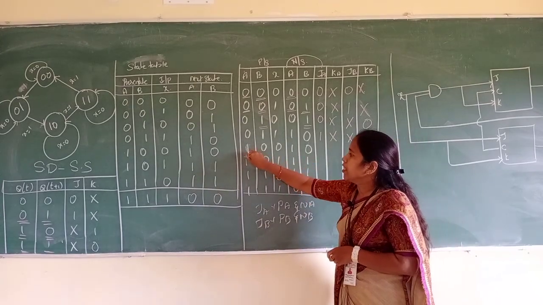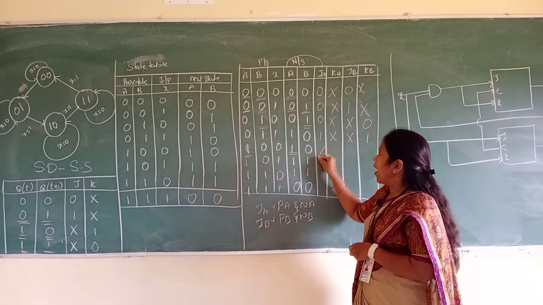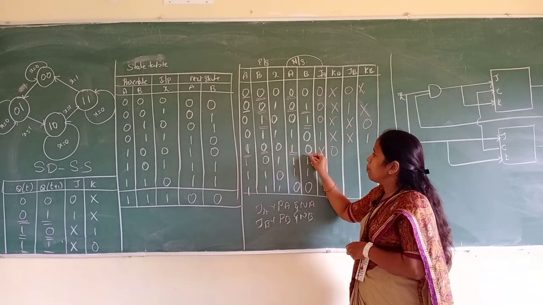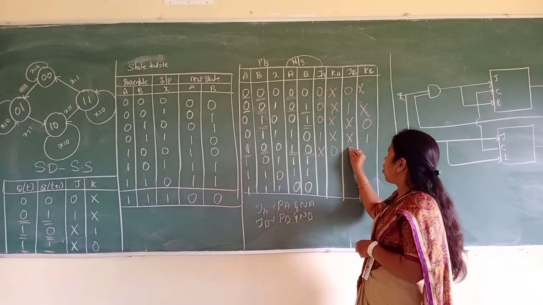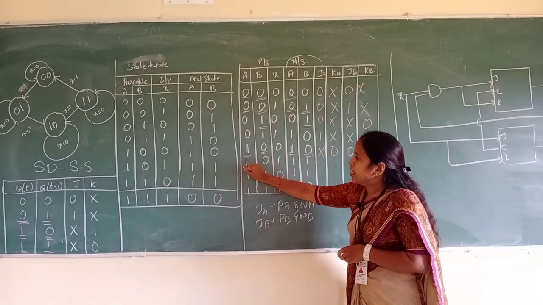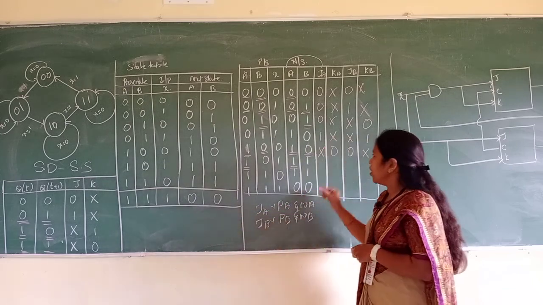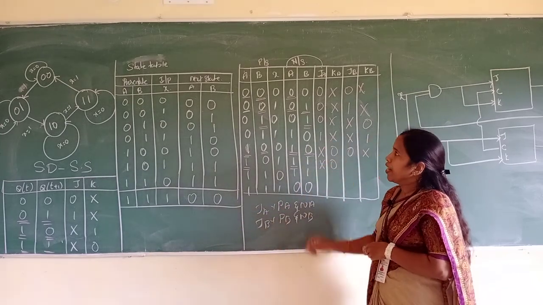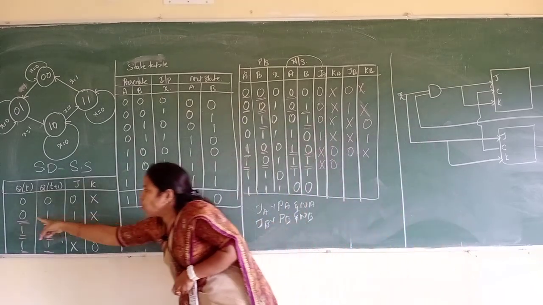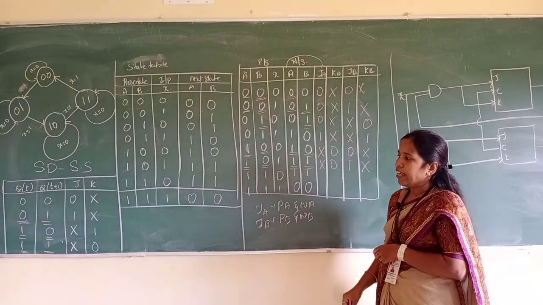Next one. Present state A value is 1 and next state A value is 1. 1, 1 means X, 0. Now present state B value is 0 and next state B value is 0. 0, 0 means JB is 0 and KB is X. Next one. Present state A value is 1 and next state A value is 1, so X, 0. Present state B value is 0 and next state B value is 1. 0, 1 gives JB, KB as 1, X.